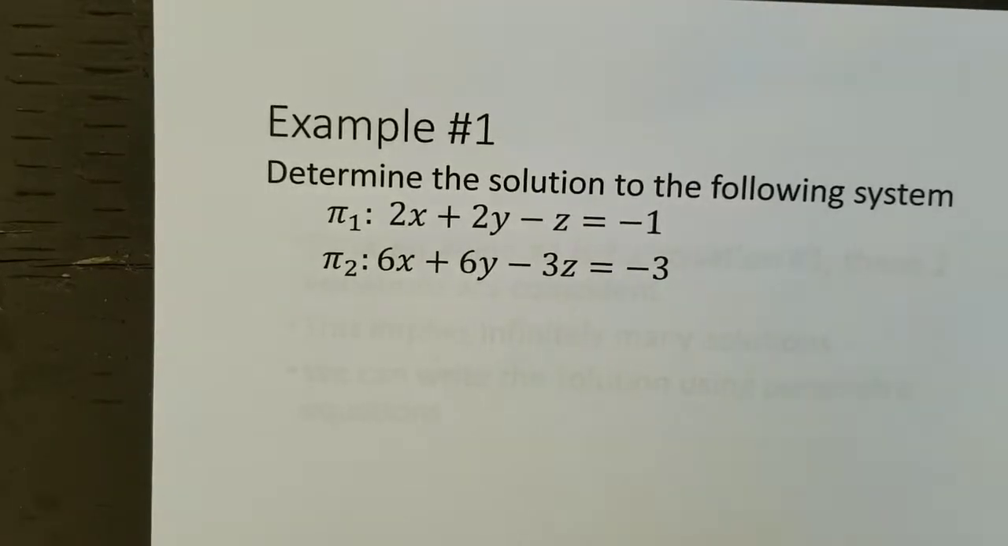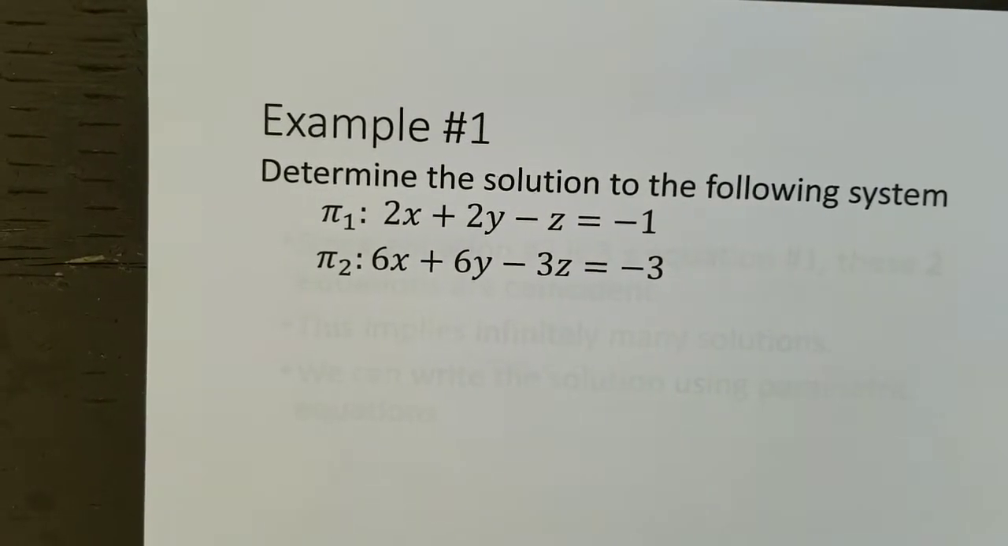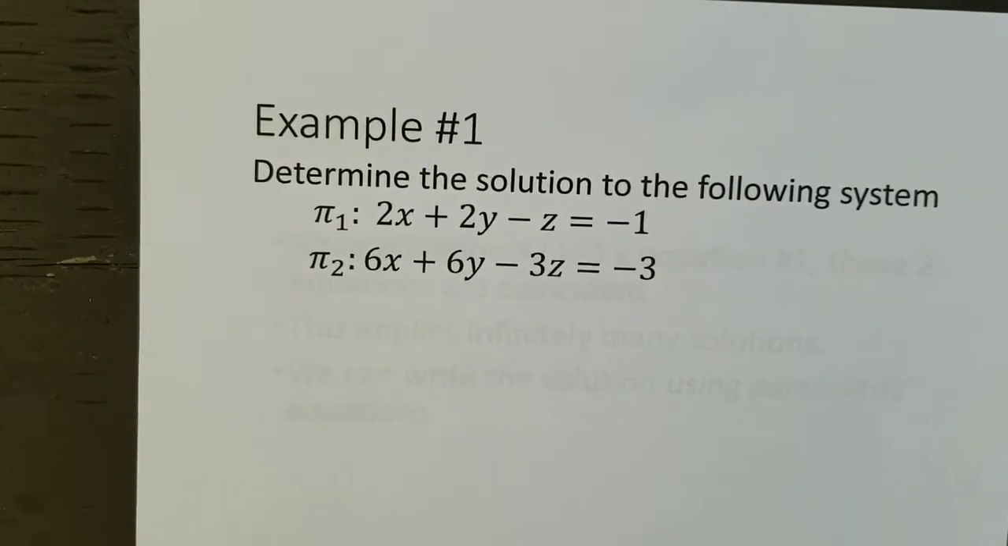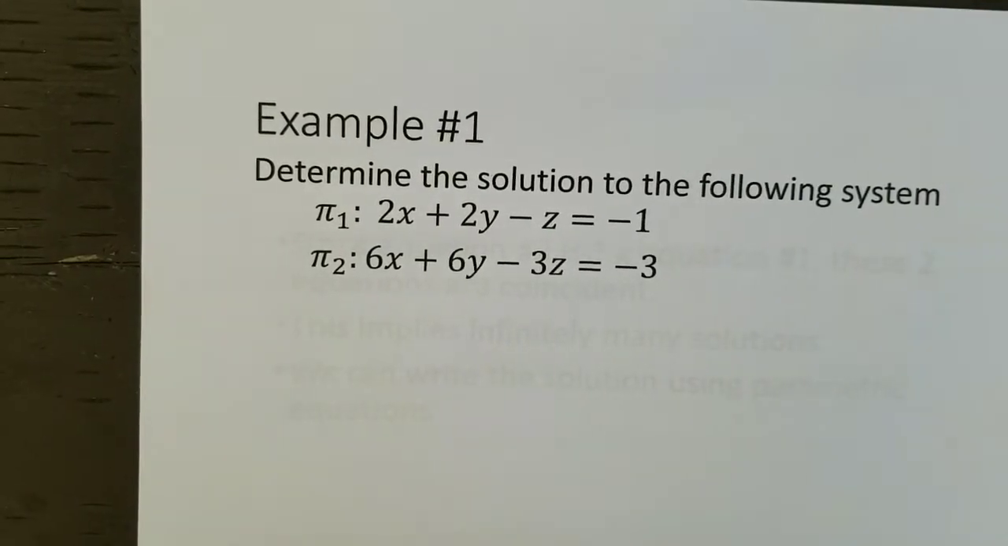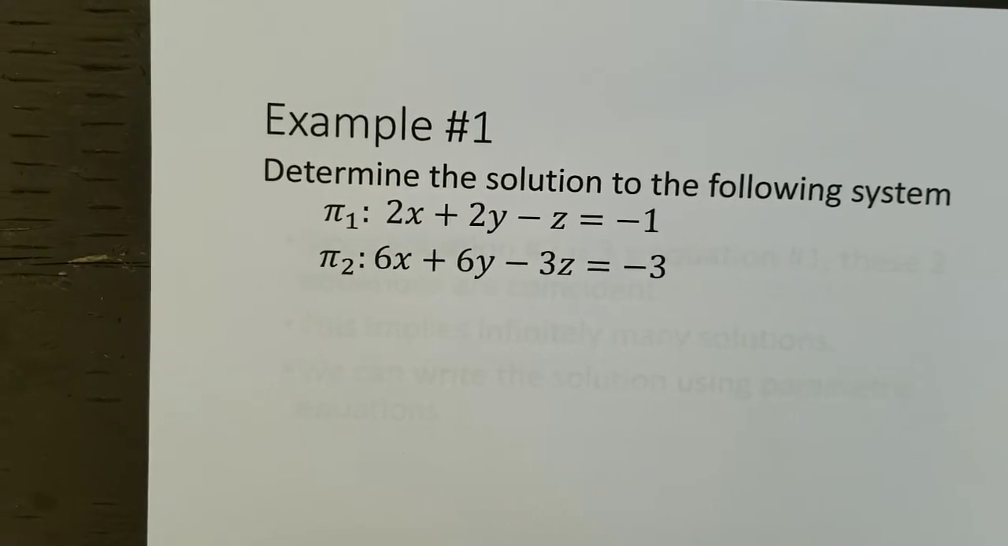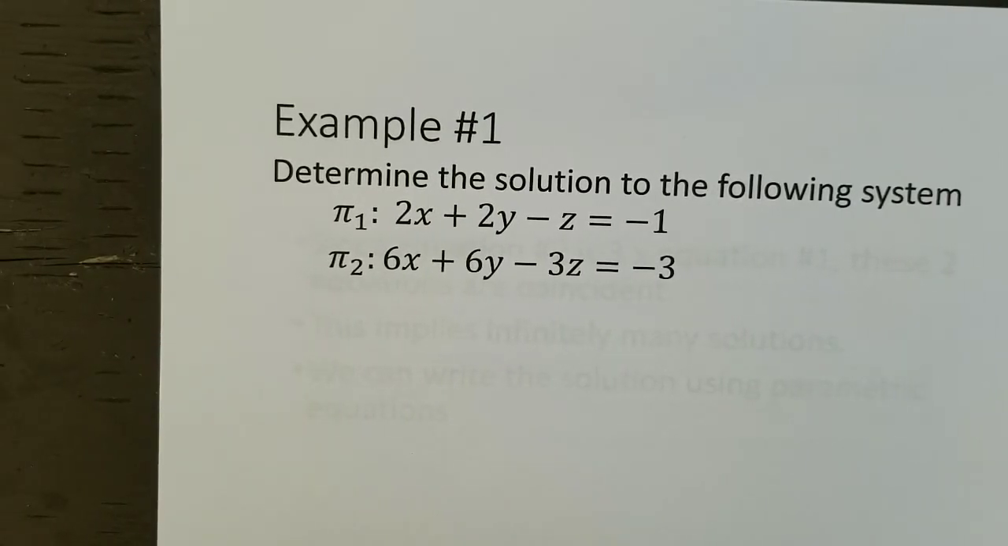We are back with the second video for our Unit 3 Day 7 lesson, and in the first example we're asked to determine the solution to this system. So we're given two planes, plane 1: 2x plus 2y minus z equals -1, and plane 2: 6x plus 6y minus 3z equals -3.